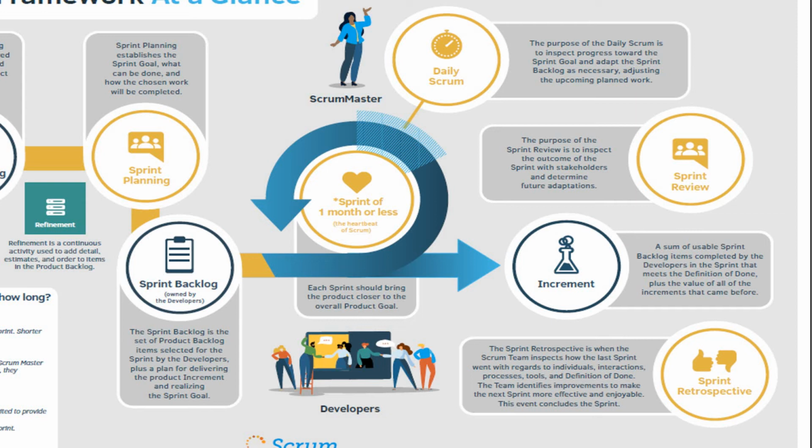The increment is something which is going to provide more value add from what you have in the hand. The increments are nothing but the value that you provide. The developers will work towards providing something which meets the requirement, which meets the definition of done, and the value gets incremented there. So usable sprint backlog items completed by the developers in the sprint which meets the definition of done is called increment. What is retrospective? The sprint retrospective is very, very important, and the entire Scrum team inspects how the last sprint went, what went wrong, what went right, where they have to improve. This is more of a collaborative and effective discussion that the team undertakes. That is called sprint retrospective.